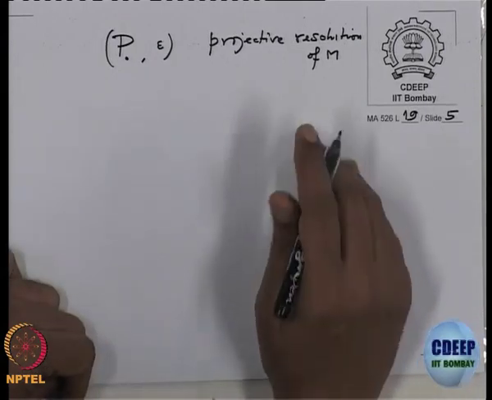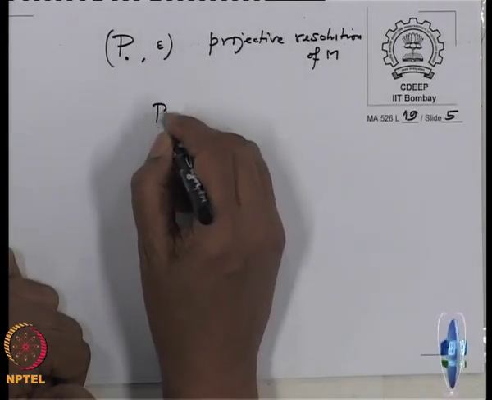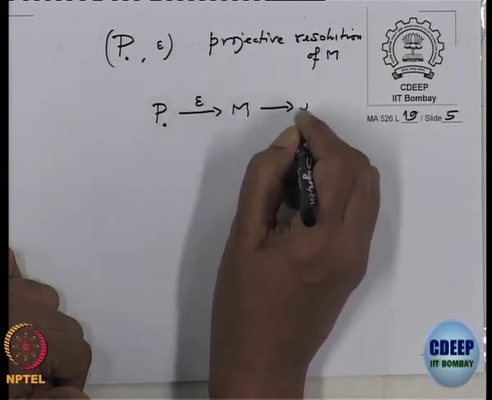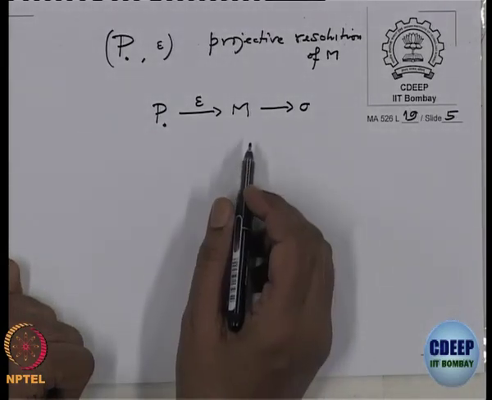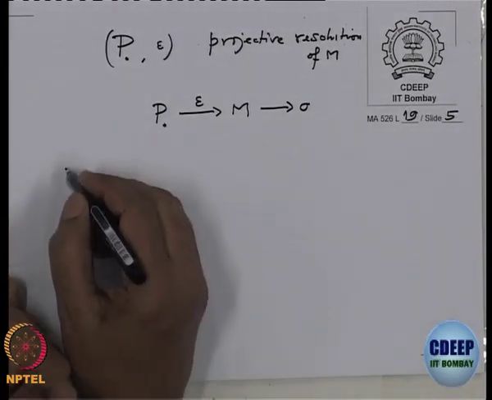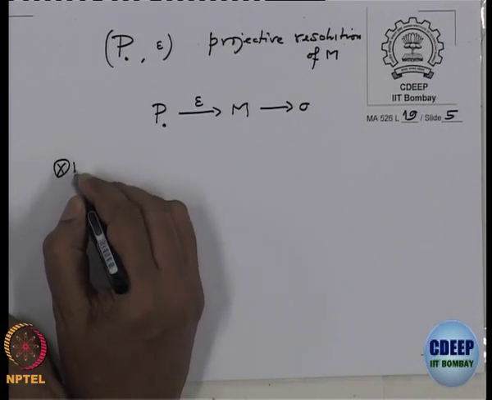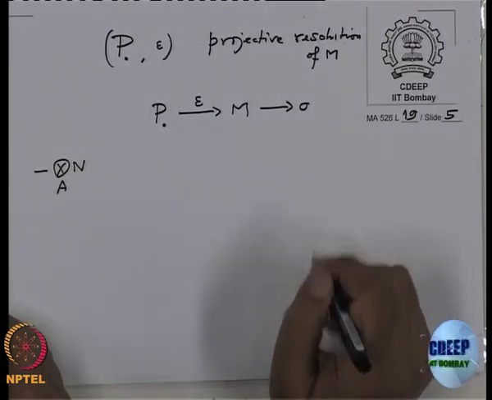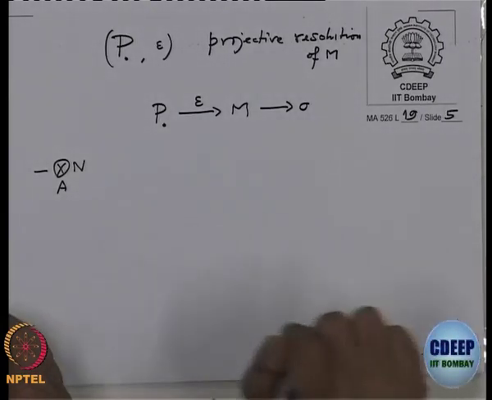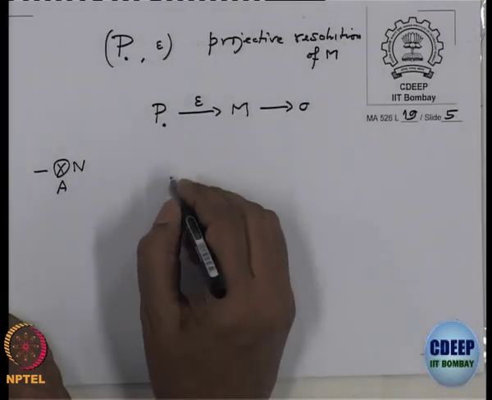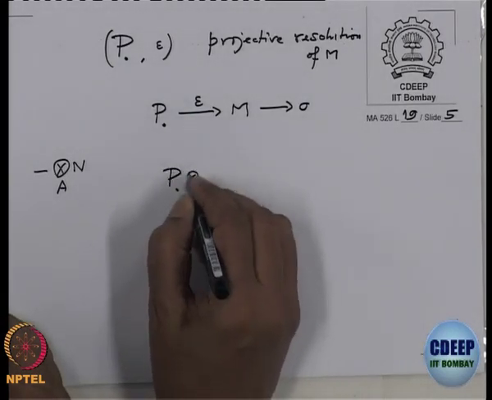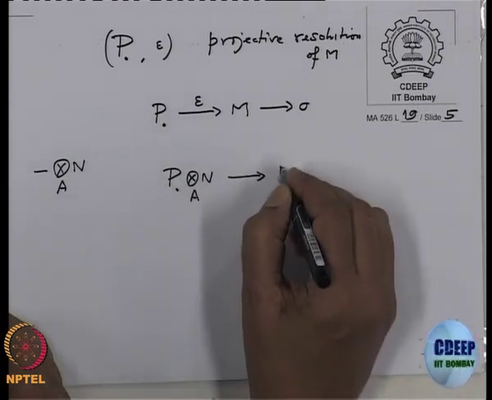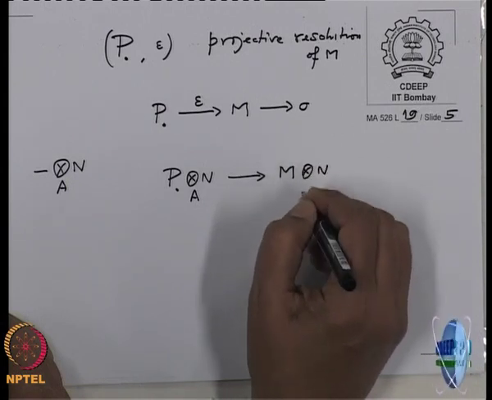So, we have a projective resolution, usually denoted by P dot with epsilon to M. This is given. Now, if I tensor this resolution with some module N, tensor over A, then I will not get exact. So, I will get only a complex. That means I am looking at P dot, this to M tensor N.